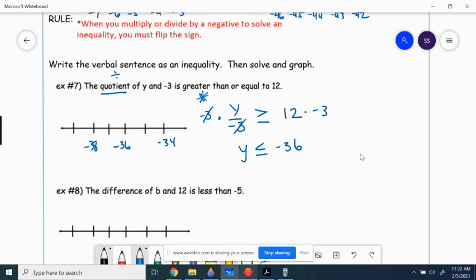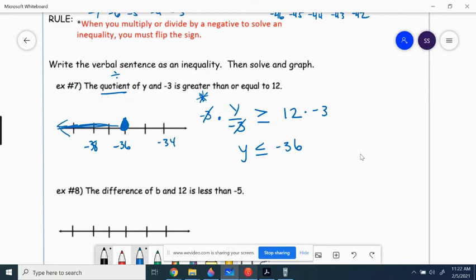Okay, so let's circle the number that we're comparing, determine if it's open or closed. It is closed because it is less than or equal to. Now we see which way the mouth is eating. The mouth is eating the negative 36. That must mean y is smaller. Smaller numbers go to the left.